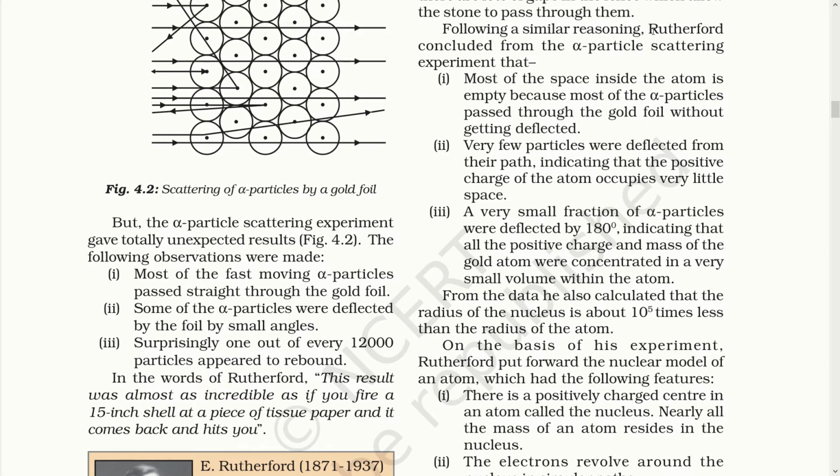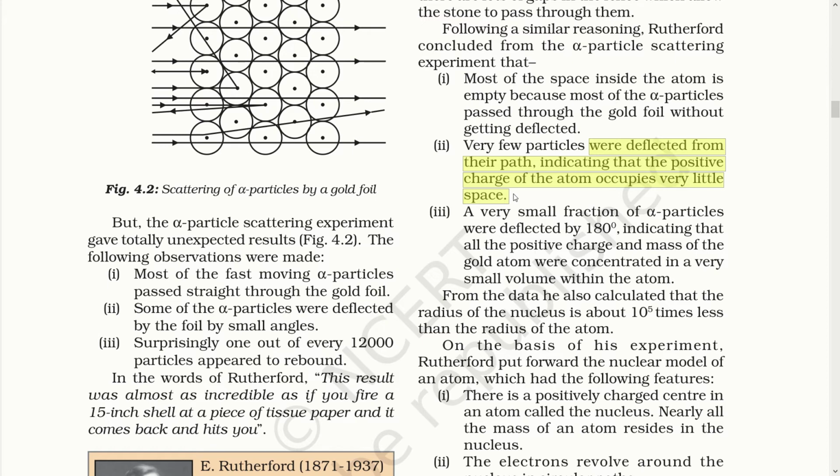Following similar reasoning, Rutherford concluded from the alpha particle scattering experiment that most of the space inside the atom is empty, because most of the alpha particles pass through the gold foil without getting deflected. Very few particles were deflected from their path, indicating that the positive charge of the atom occupies very little space, contradicting Thomson's atomic model, which showed that the whole atom is a positive sphere.